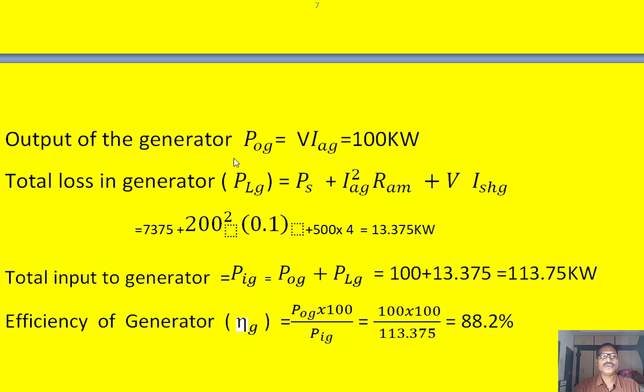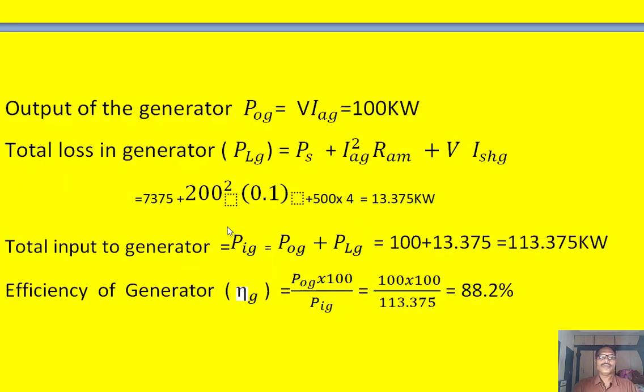So we know the output of the generator and we know the losses in the generator. If we add both of these, we get the input to the generator, which we represent with PIG. That is equal to POG plus PLG. POG is given as 100 kilowatts, plus PLG, the total loss of the generator, that is 13.375 kilowatts. When we add these two, we get 113.375 kilowatts.